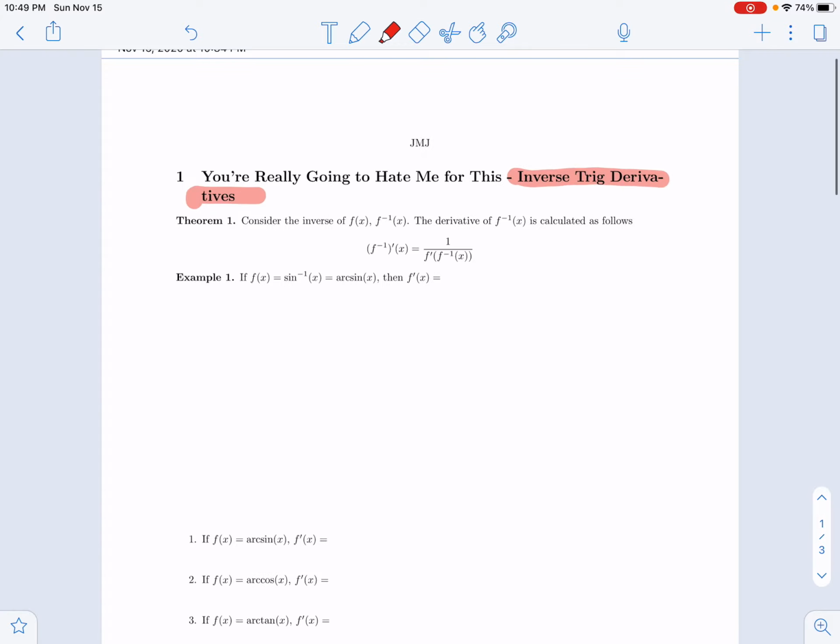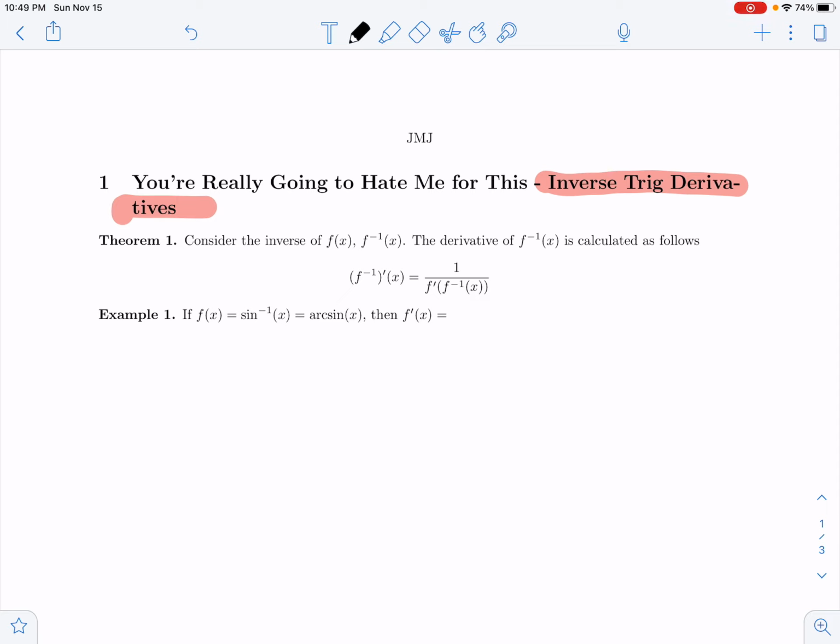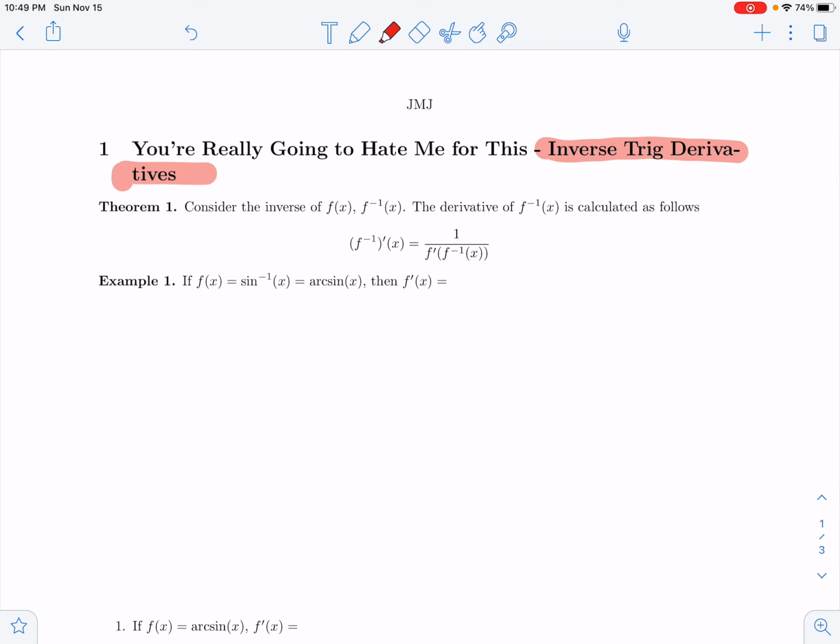So let's start by remembering this theorem. This is the inverse function rule. If I want to take the derivative of an inverse function, I could do it by doing 1 over the derivative of the original function with the inverse function plugged into it. So let's look at this example for inverse sine. Remember, this is inverse sine. This is not 1 over sine, which we can also write as arc sine. These are the same thing.